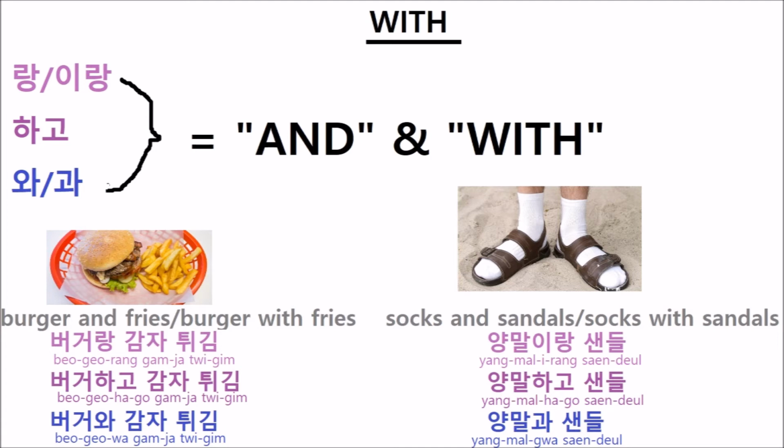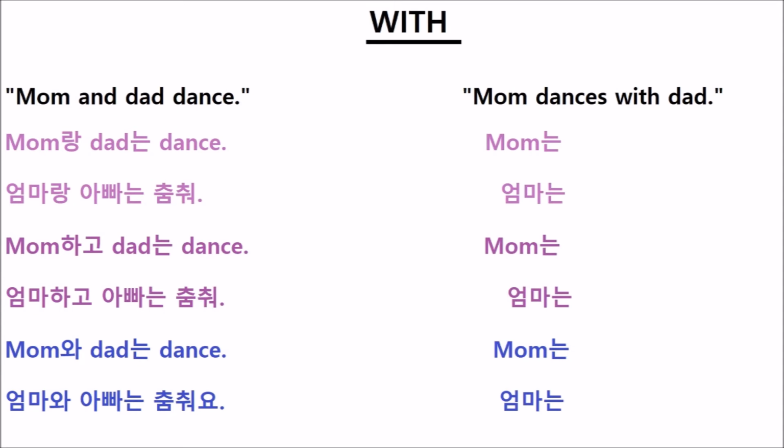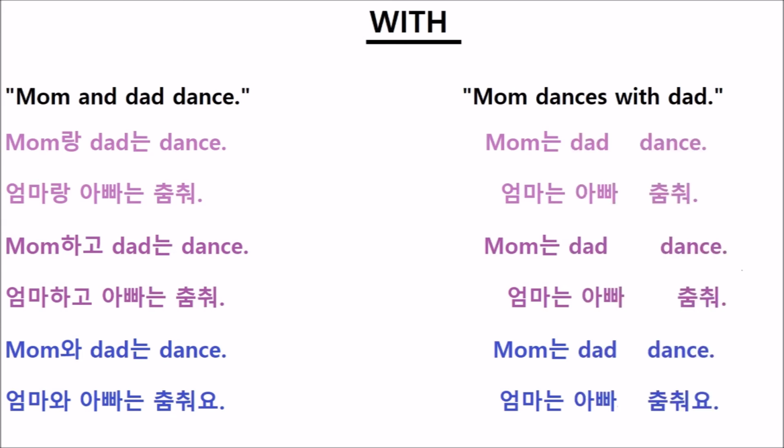But let's take a look at that sentence we made. Mom and dad dance. If instead we wanted to say mom dances with dad, we would need to make a few changes with our suffixes. In this sentence, the subject is not mom and dad, it's only mom. So mom gets the subject marker. 엄마는. Remember, an important rule of Korean grammar is that the verb almost always goes at the end of the sentence.